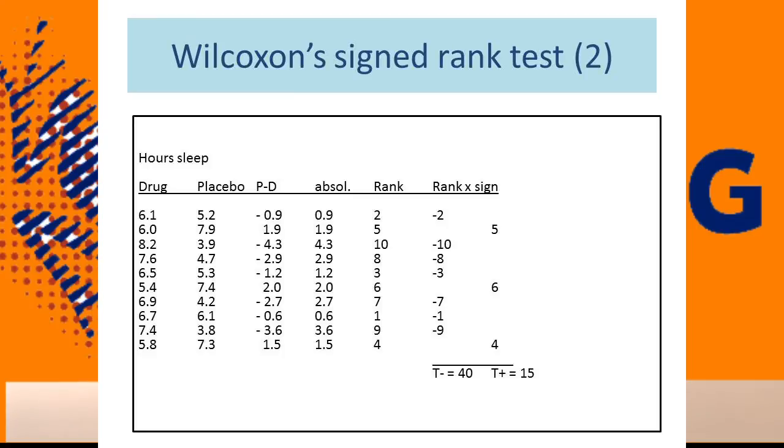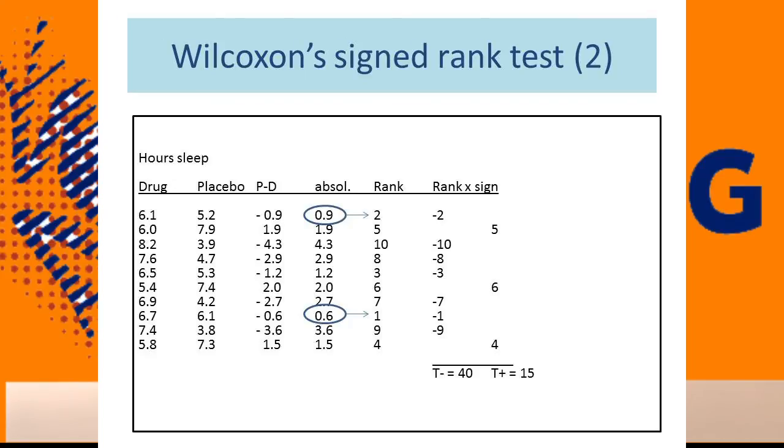If we apply Wilcoxon signed rank test to the sleeping data, we will find this table. The first 3 columns are exactly the same as in the sign test. But now we will rank the absolute differences, so regardless of the signs, which are given in the 4th column. 0.6 is the smallest absolute value, so this observation will get rank number 1. Then 0.9 will get rank number 2, and so on.